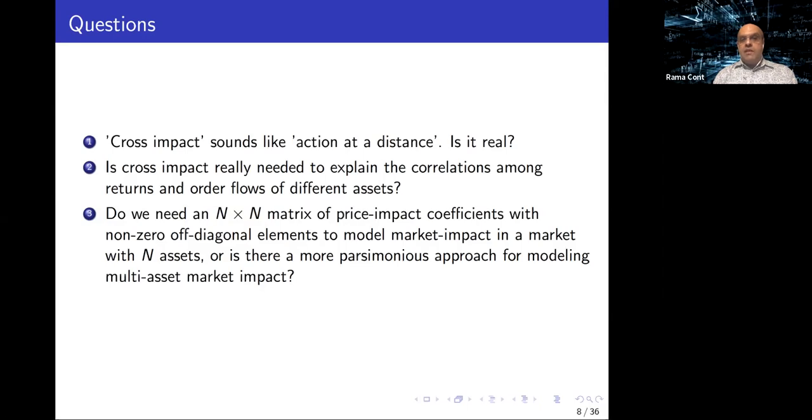And if yes, do we really need, in particular, an n-by-n matrix of price impact coefficients with non-zero off-diagonal elements, which makes it a huge number of coefficients to handle, to model market impact and the relations between order flow and prices in a market with n assets? Or is there a more parsimonious approach? These are questions you would like to ask when you design a multi-asset impact model, because if you don't need those n squared coefficients, you really don't want to have them.